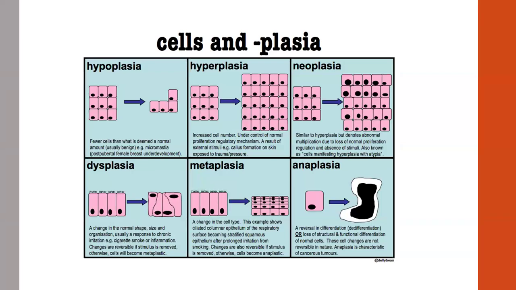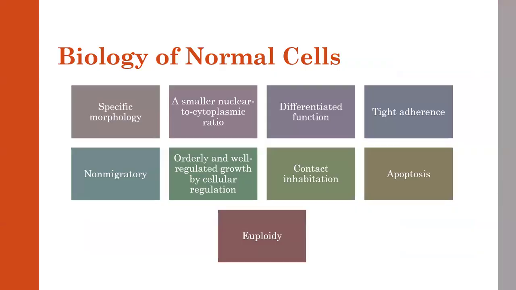They forget what they're supposed to do and they start running amok and causing problems. So there's several different factors that we're going to look at with the biology of normal cells. We have to know what's normal before we can figure out what's abnormal. And so with normal cells, they have a specific morphology. They have a specific job.